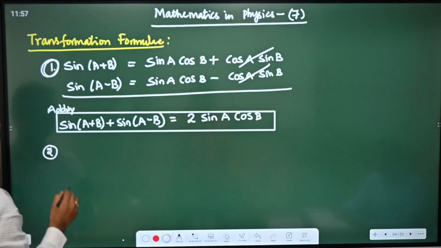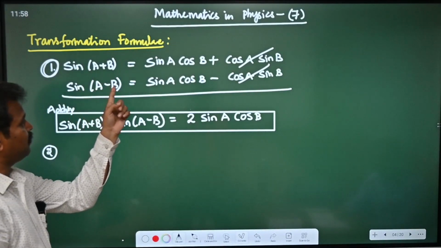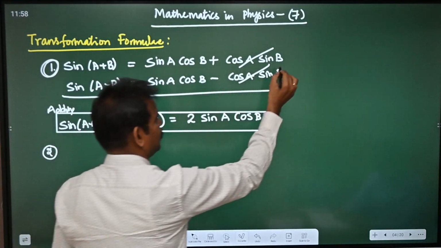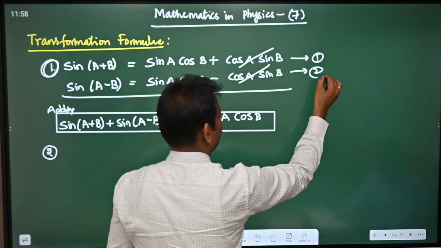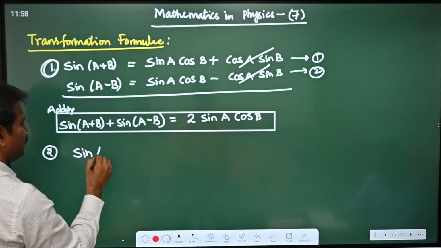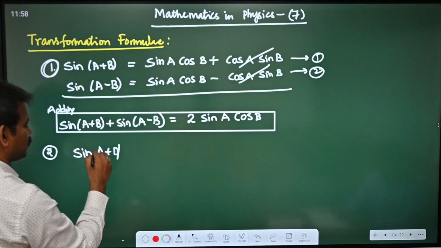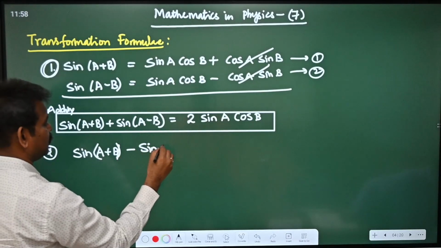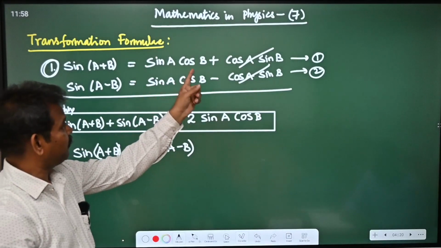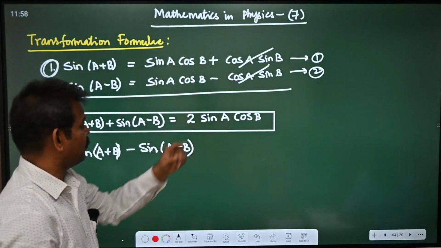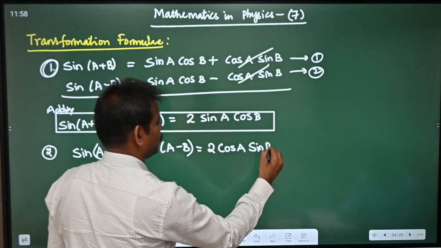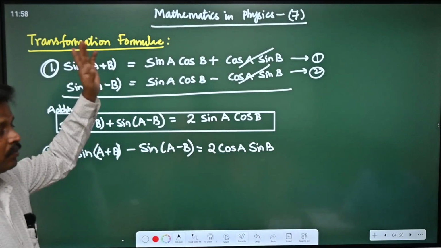The second one, the same thing, sin A plus B, sin A minus B. Instead of adding, if you subtract these two, subtracting equation 2 from equation 1 or equation 1 from equation 2, you will get different formulas. So first I am writing sin A plus B minus sin A minus B is given by. So directly I am subtracting these two. At this time, these two will get cancelled and this will become 2 cos A sin B. This is the second transformation formula.